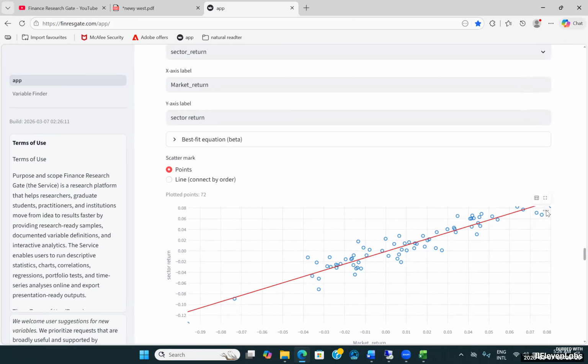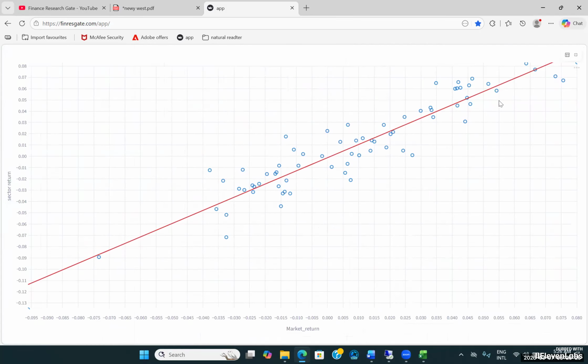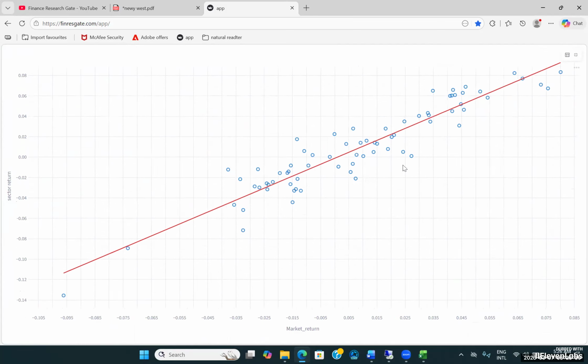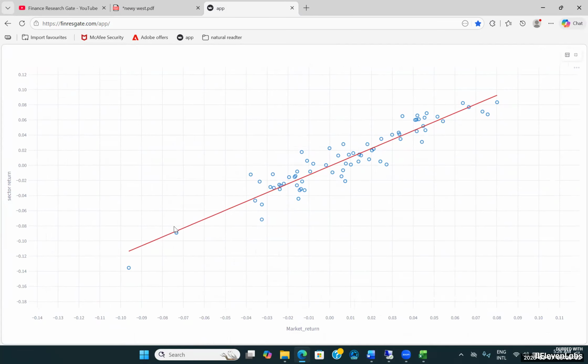From this point, we have several convenient options available to us. We can choose to download the image file, or perhaps save it directly to our device, or even zoom in for a closer look. We can clearly see that our relationship is quite good. Between the market and the sector, they generally move in the same direction, meaning that with a higher market return, on average, we tend to have higher sector returns. Is it a perfect relationship? It is not. We do have errors.